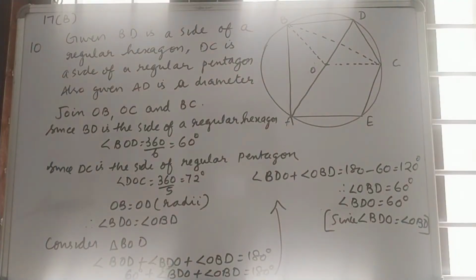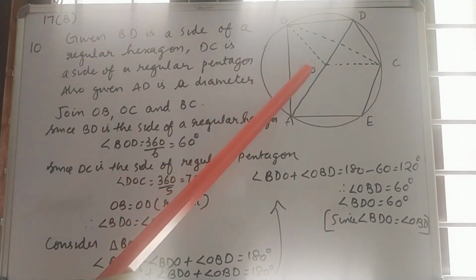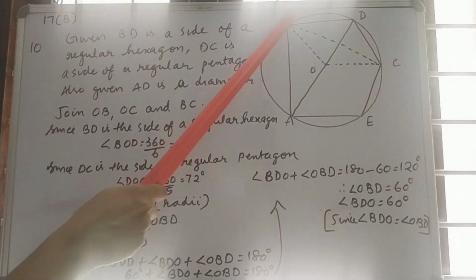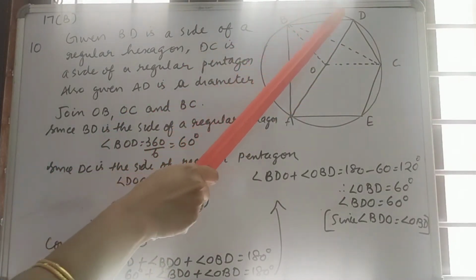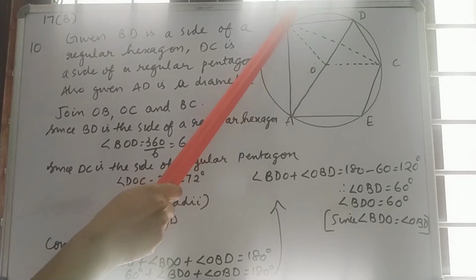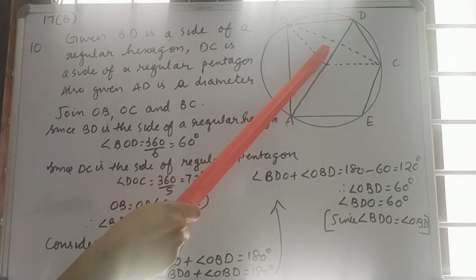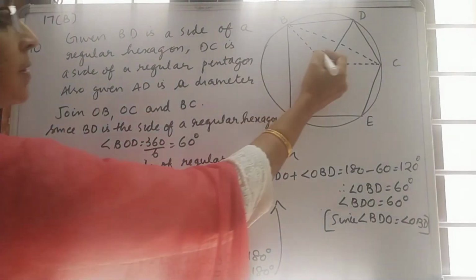Given BD is a side of a regular hexagon, DC is a side of a regular pentagon, also given AD is a diameter. So join OB, OC and BC. Since BD is the side of a regular hexagon, angle BOD will be 360 divided by 6, so it is equal to 60 degrees. Angle BOD will be 60 degrees.